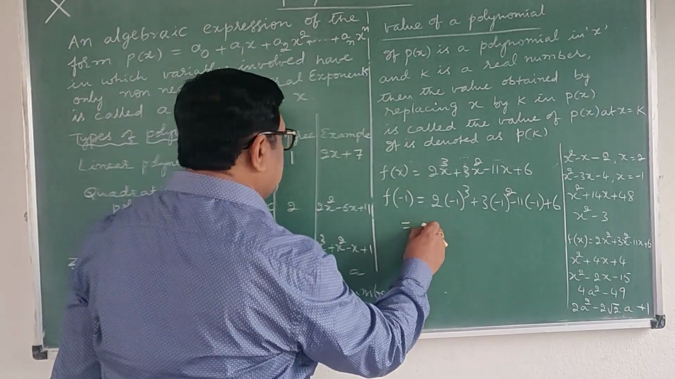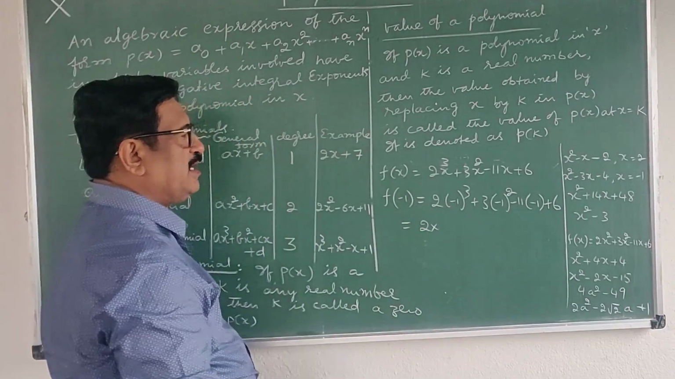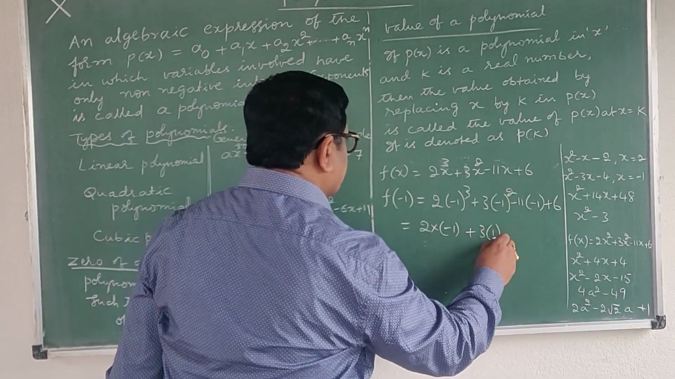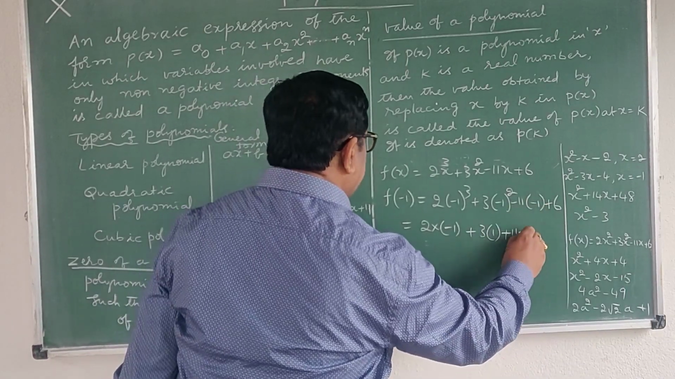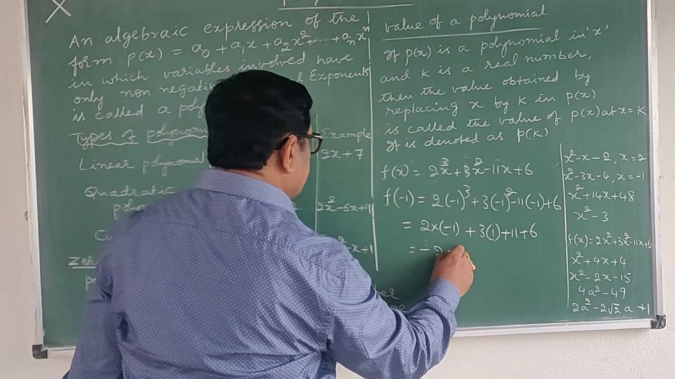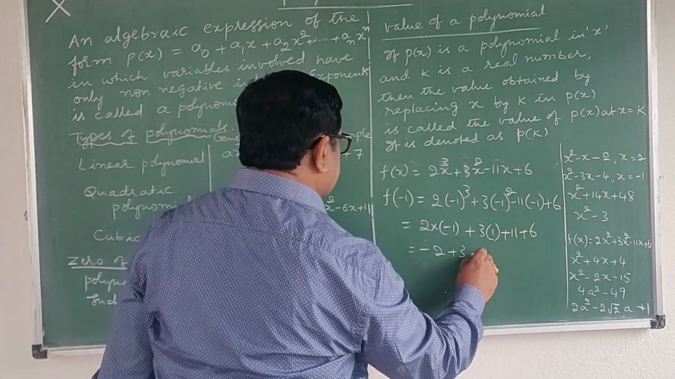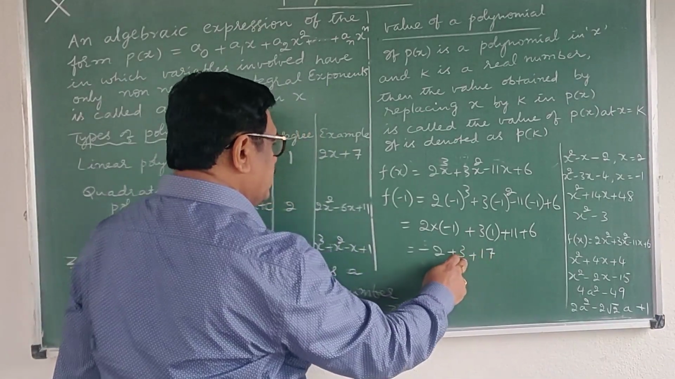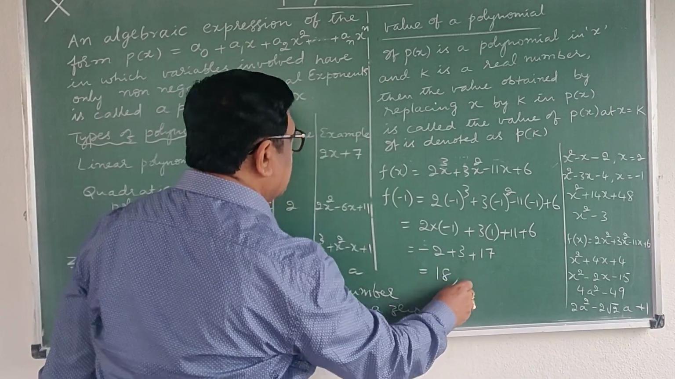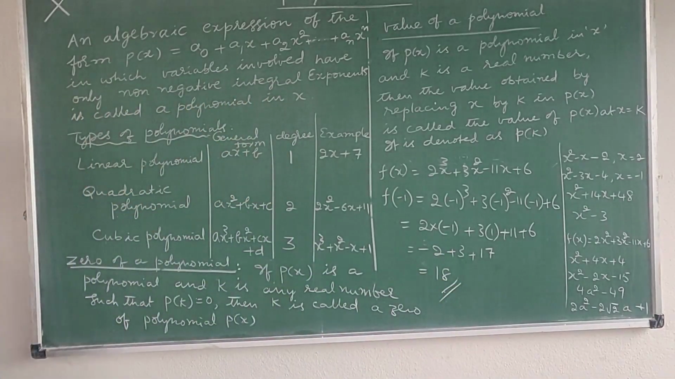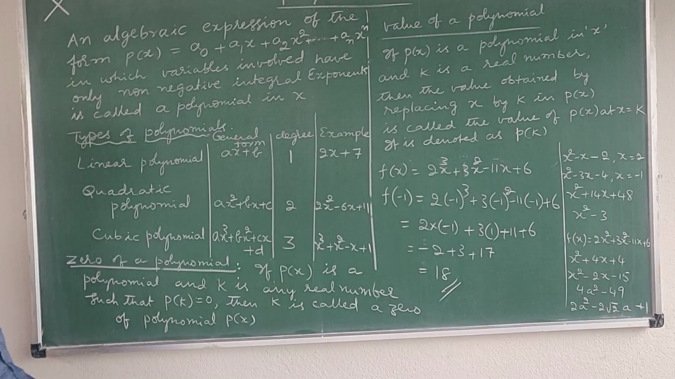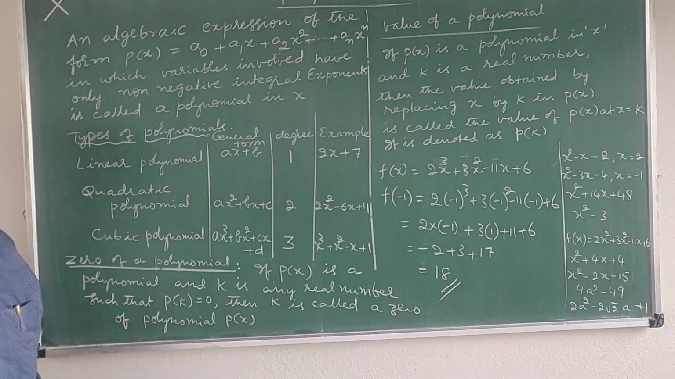Okay, so this is equal to 2 into minus 1 into minus 1 into minus 1, which is minus 1, plus 3 into minus 1 the whole squared, which is plus 1, minus into minus is plus 11, plus 6. So minus 2 plus 3 and 11 plus 6, it is plus 17. Now 17 plus 3 is 20, 20 minus 2, it is plus 18. So the answer is 18. This is how we can find the value of the given polynomial substituting k, which is a real number, for the variable.